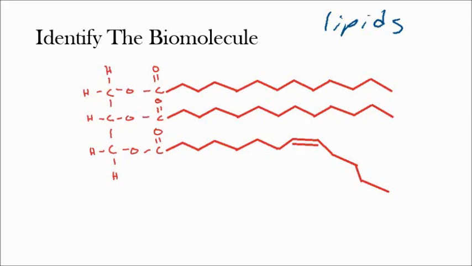And when you have these three tails, they're made up of what are called fatty acids. Each of these tails represents a fatty acid, along with the carbon and oxygen bonded to that tail. And then this other part of the molecule is what's known as glycerol. And so when you have all three of these fatty acids bonded to a glycerol, you have what's known as a triacyl glyceride or a triglyceride.